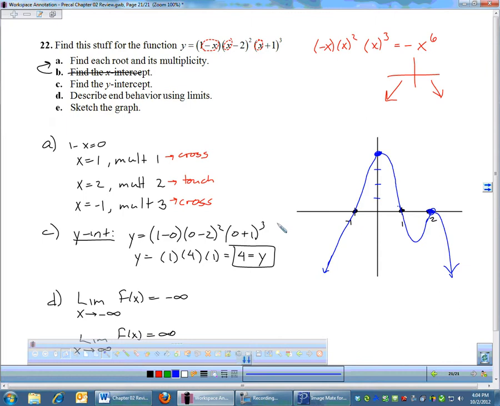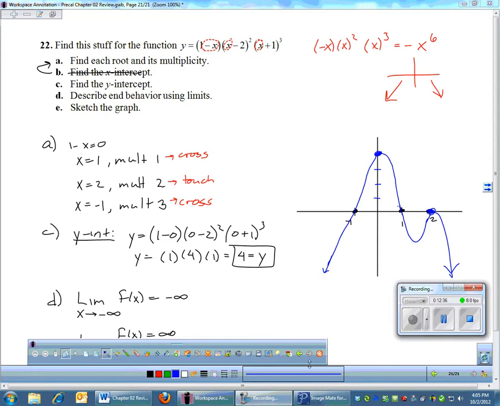When you get into calculus, you're going to learn some techniques to make it a lot more accurate. But for now, this is good enough. So there we go. Those are all of the parts of the review. Hope this helps.